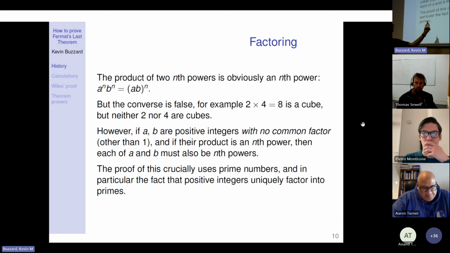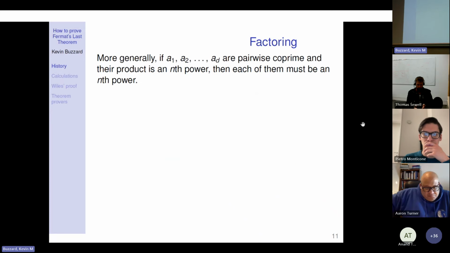You've got a prime number, and it goes into the product n times, and it can't go into both of them because they're coprime, so it must go into one of them n times. But now you're using the fact that things factor into primes, and they factor uniquely into primes. It's not obvious unless you think very hard. And that is true, right? Every positive number factors uniquely into primes, and so there you go.